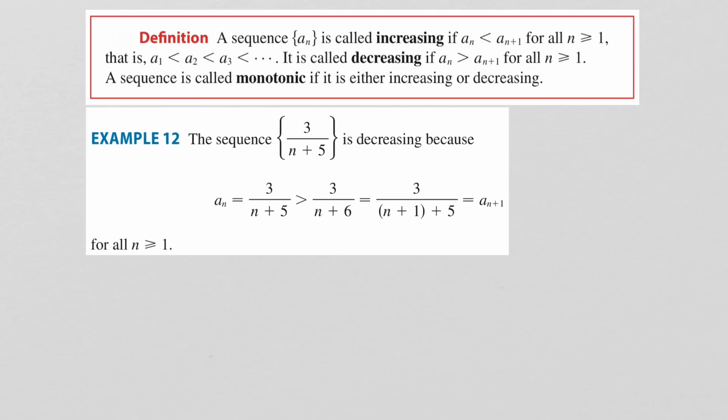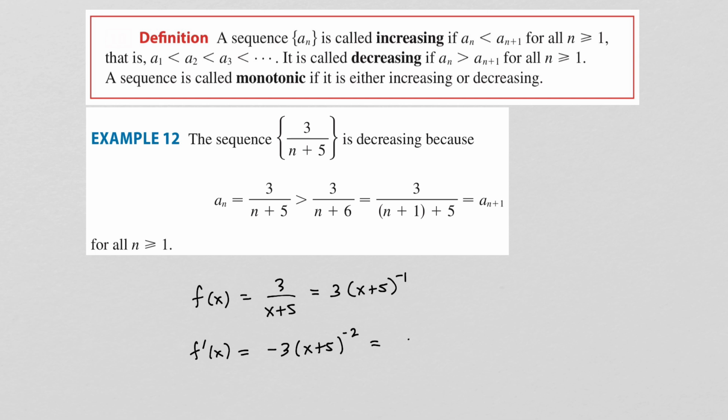Now there is another way to show that this sequence is decreasing. Let's talk about the function f of x equals 3 divided by x plus 5, which we can write as 3 times x plus 5 to the -1 power. The derivative of this function is -3 times x plus 5 to the -2, which is -3 divided by x plus 5 squared. Notice that this is always a negative number because the top number is always negative and the bottom number is always positive.